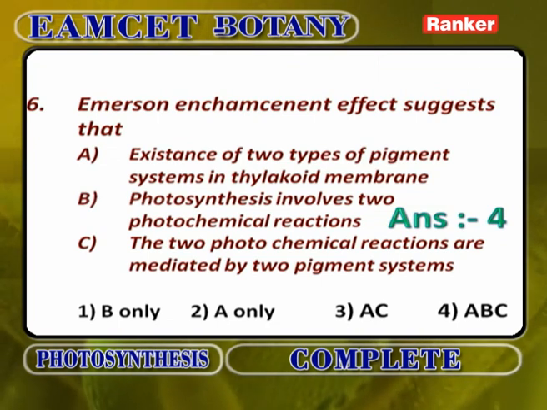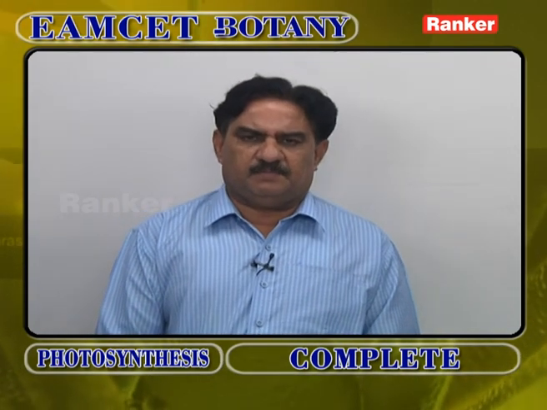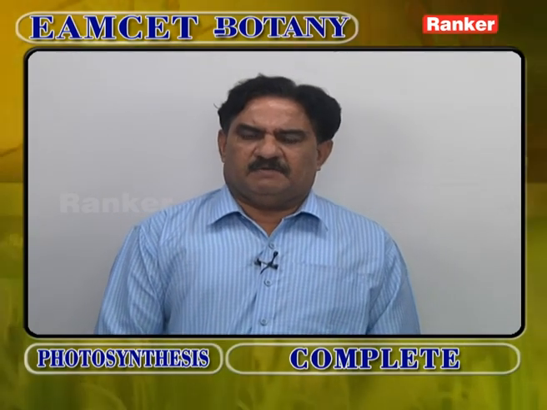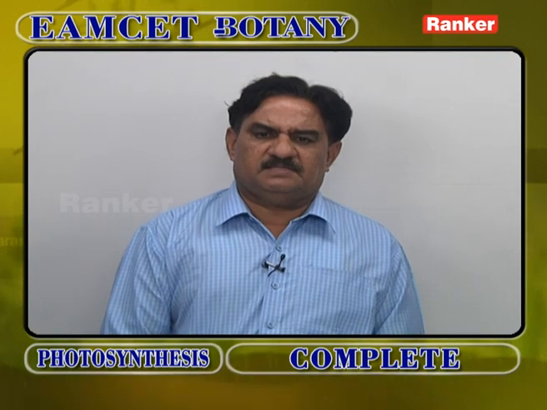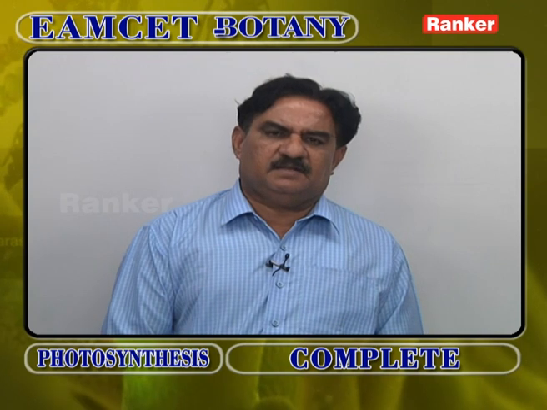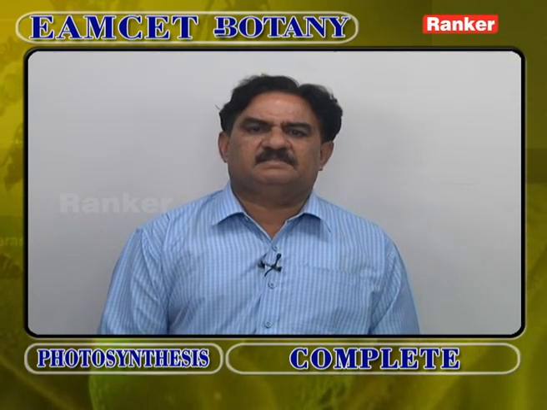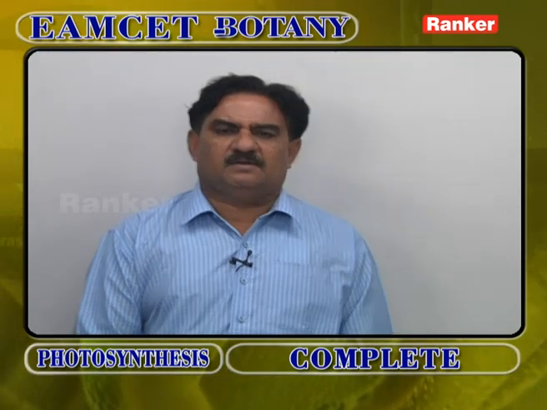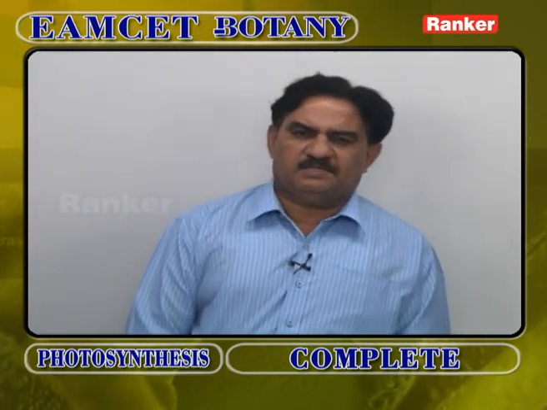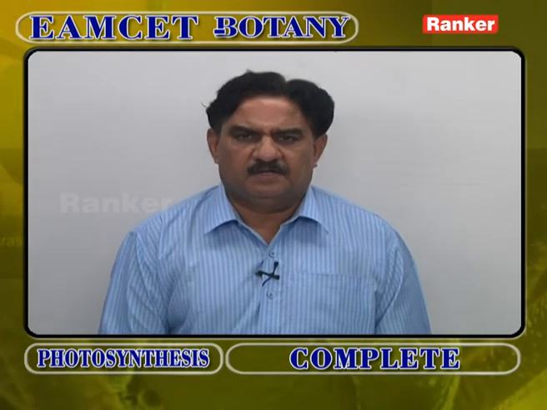Emerson enhancement effect suggests. What is Emerson enhancement effect? There are two beams of sunlight, 700 and 680, playing an important role in photosynthesis. Whenever 680 is exposed to chloroplast, the rate of photosynthesis will be good. Emerson thought that 700 nanometer is still better for photosynthesis, so he exposed the higher wavelength far red region, 700 nanometers of sunlight, on chloroplast. Surprisingly, he noticed a sharp decline in the rate of photosynthesis. He called it red drop.